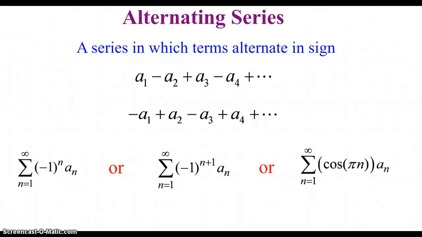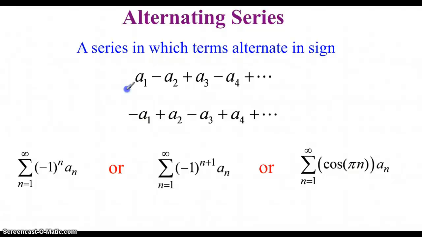Well, there's this whole subset of series where not every term is positive. Every other term or every third term or every 10th term could be negative. And so those are called alternating series. Most of the alternating series that we have, the terms alternate in sign from one to the other. I've got a couple of examples here.